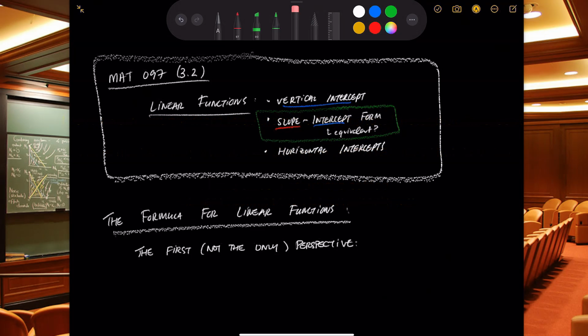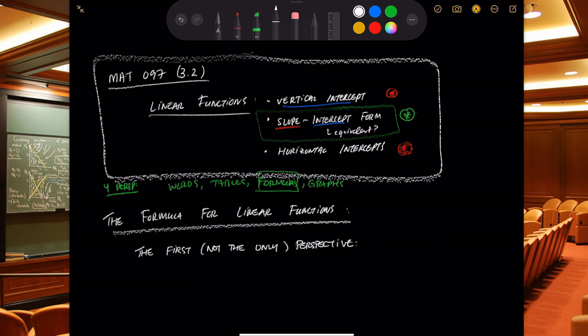Hello, good morning. So today we're looking at a specific perspective on linear functions, looking at their formula. Remember the four perspectives we have on functions? We had words, tables, formulas, and graphs. So we're going to be focusing in on the formula perspective today, and one in particular called slope-intercept form, and then two supporting concepts called the vertical intercept and the horizontal intercept.